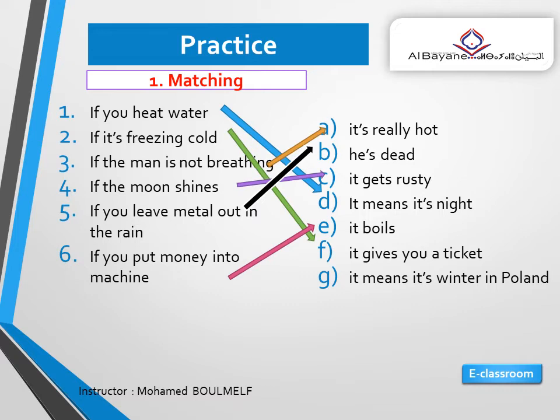Number 3, if the man is not breathing, he is dead. Number 4, if the moon shines, yes, it means it's night. Number 5, if you leave metal out in the rain, it gets rusty. And number 6, if you put money into a machine, it gives you a ticket.